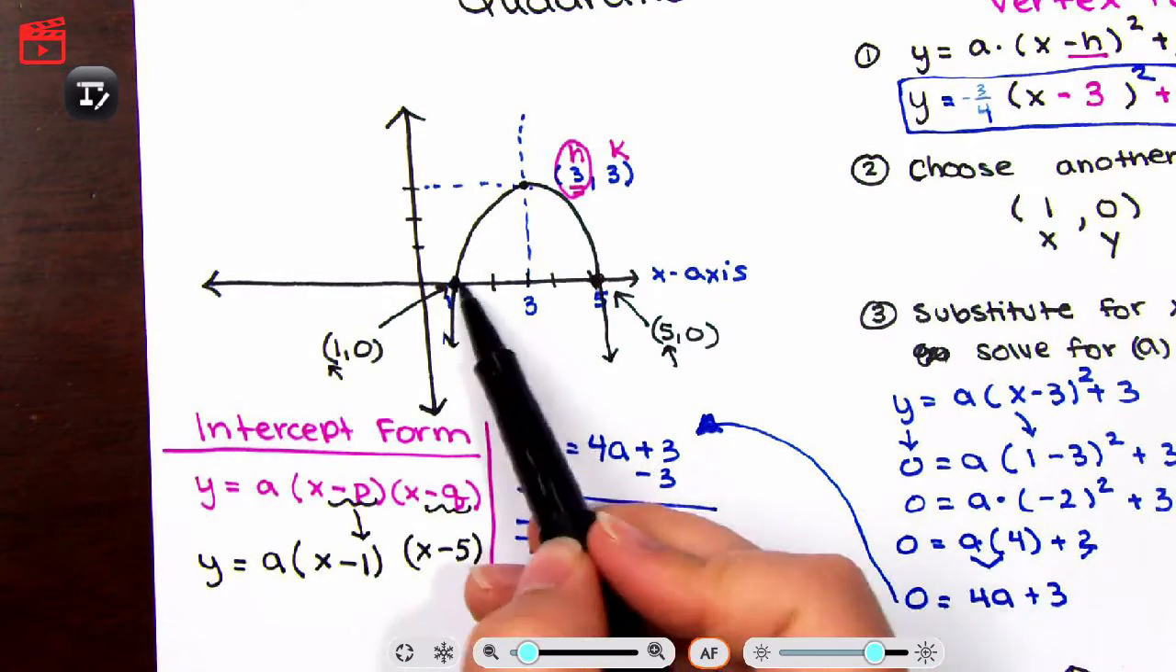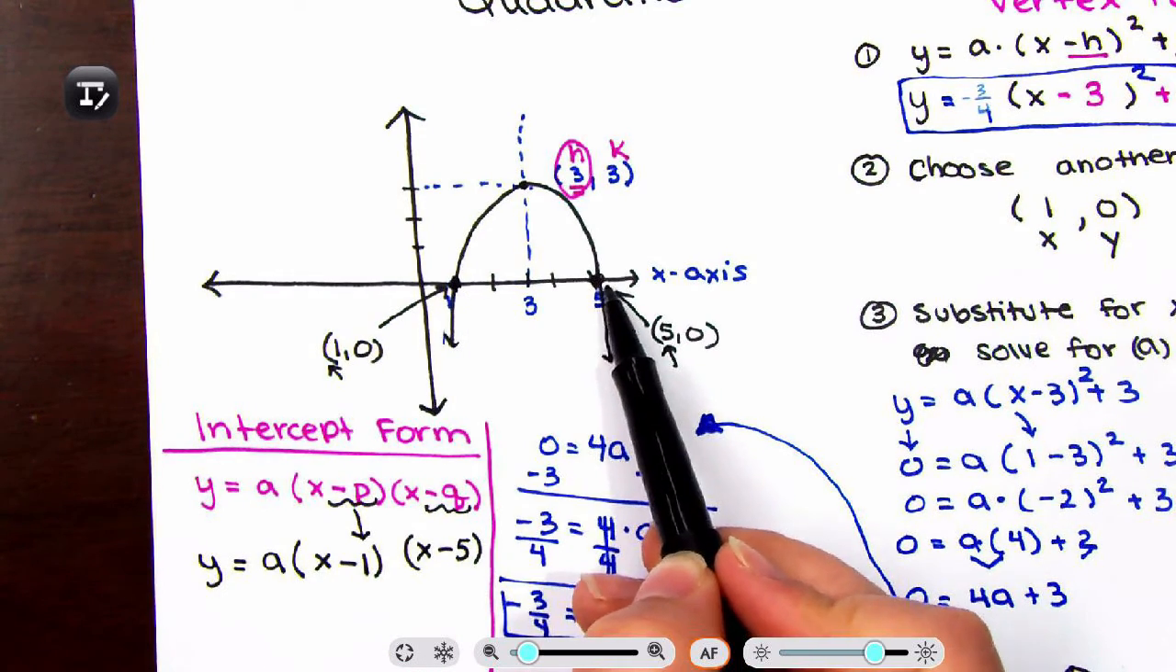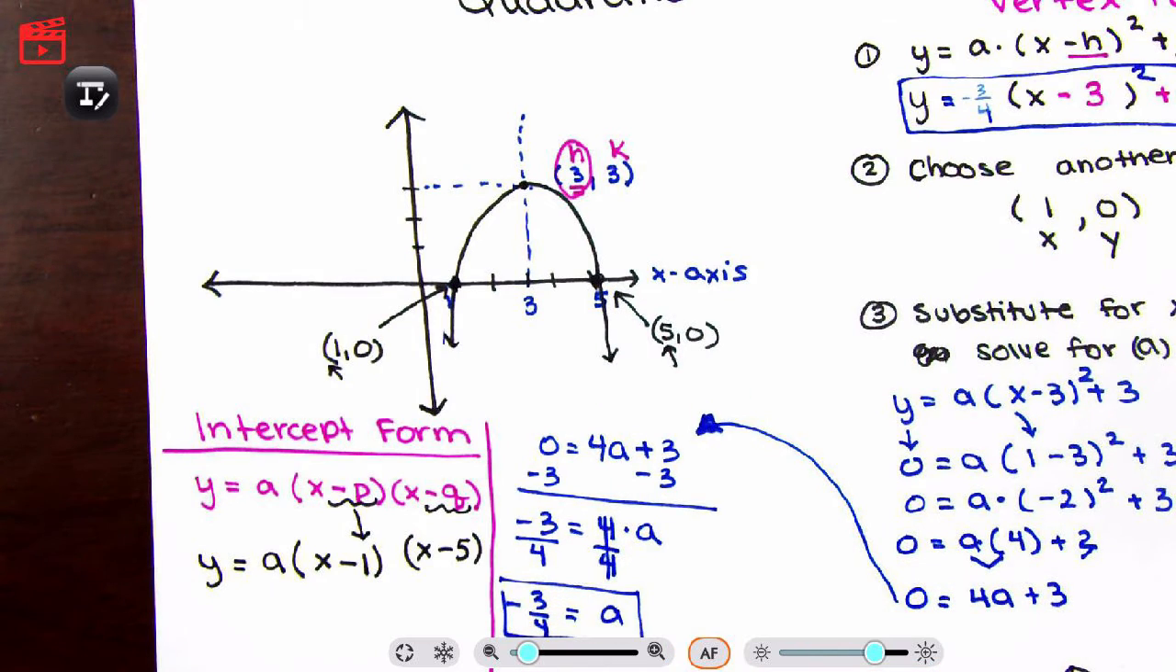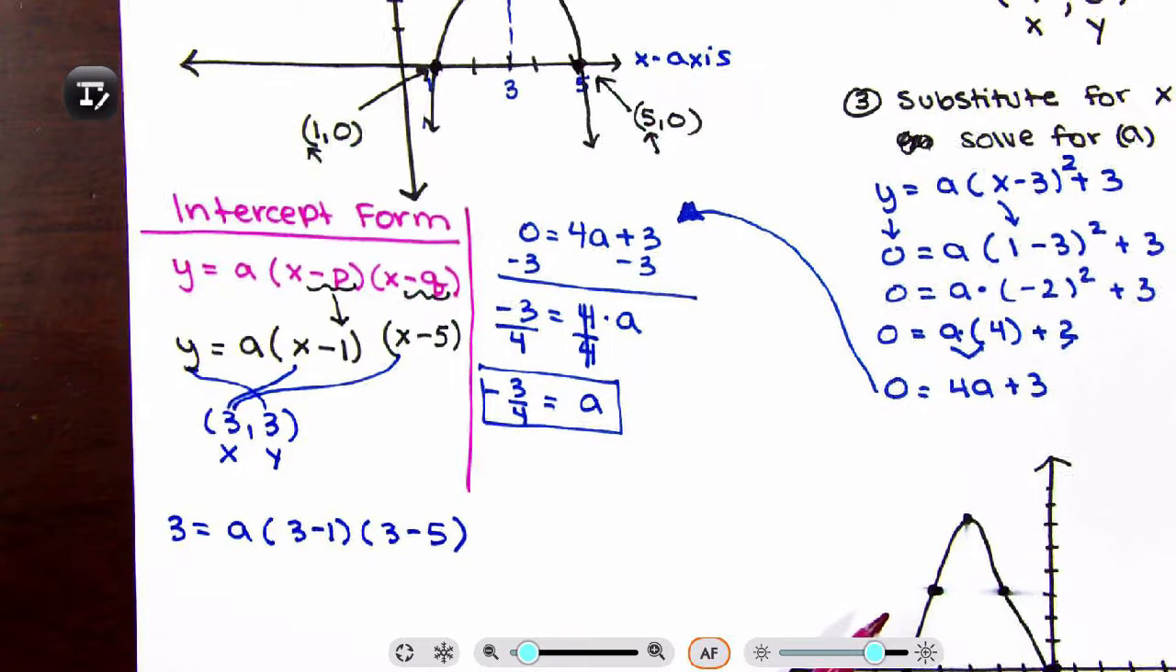So now I have used these 2 points. I'm going to now use the third point, which in this case is our vertex, our 3, 3, as my third point. I'm going to label this x and y, and I'm going to replace y with 3, and I'm going to replace x with 3. So I have 3 is equal to a times 3 minus 1 times 3 minus 5. And I'm going to solve and evaluate for the value of a.